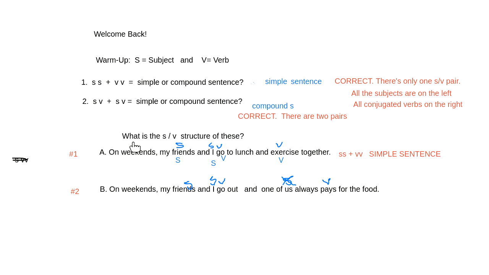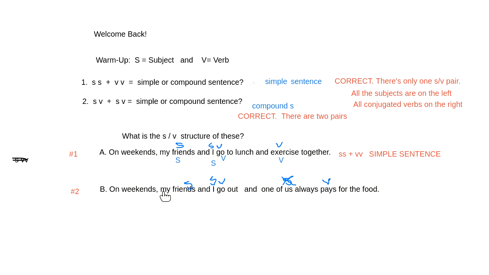So let's go to B. On weekends, my friends and I go out, and one of us always pays for the food. Okay. Now, the first thing I notice is this pays has an S. That's conjugated. And I also have this go out. That one does not have an S. So that's kind of interesting, right? That probably means I've got two different subject-verb pairs, but let's look at it closer.